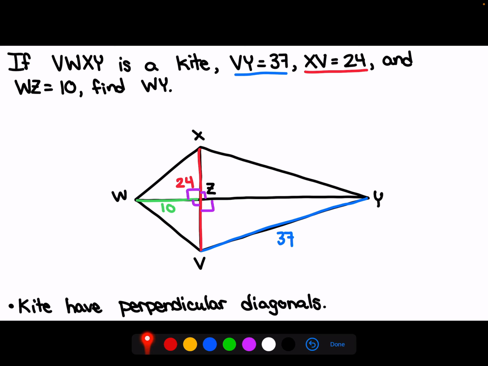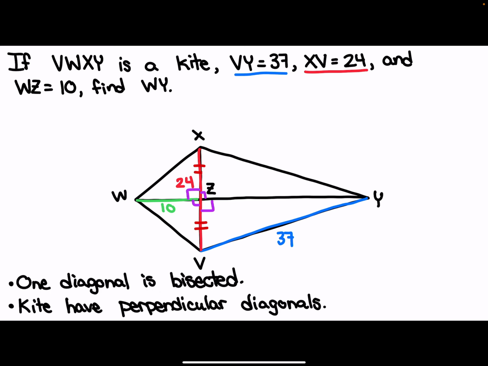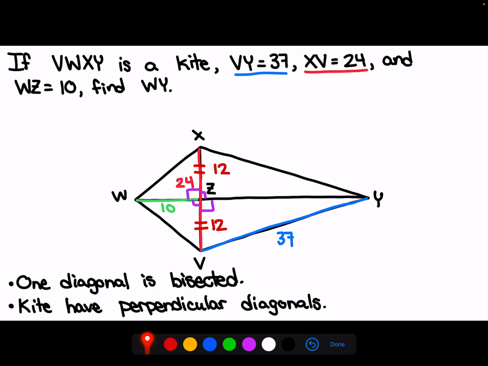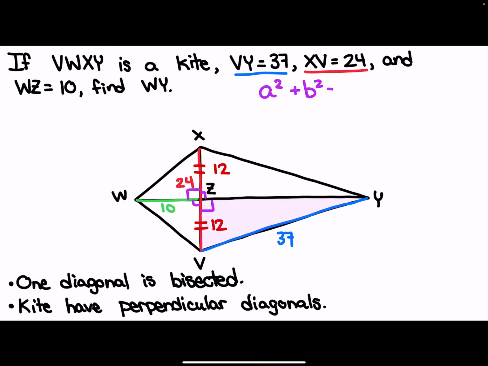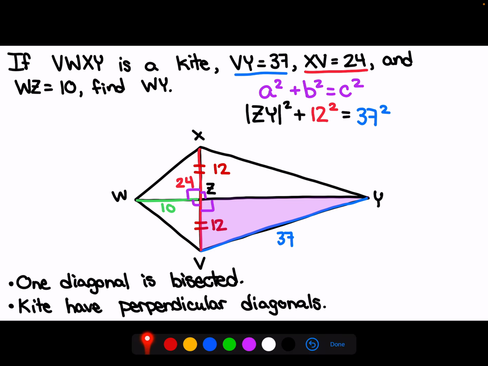So again, kites have perpendicular diagonals, and also one diagonal is bisected, so if the whole thing of XV is 24, if it's being bisected, ZX and ZV are both 12 units total. From here, we can use Pythagorean's theorem, because we now have a right triangle. We have the hypotenuse, C. We have a leg, which can replace A or B. So I now have ZY squared plus 12 squared equals 37 squared.